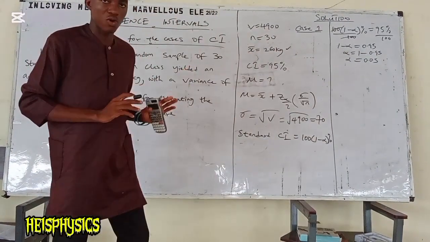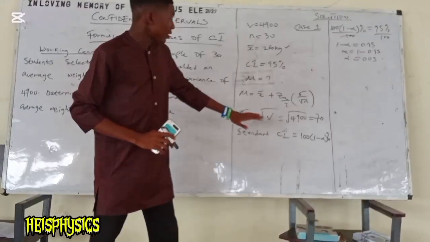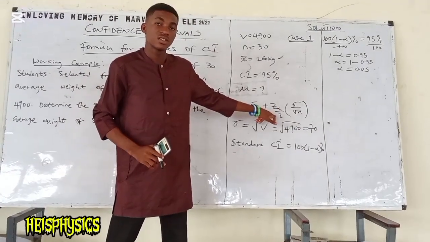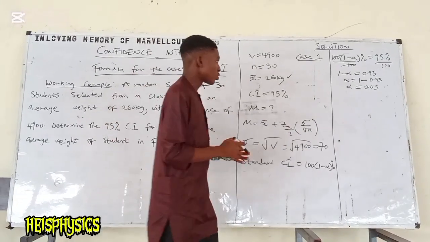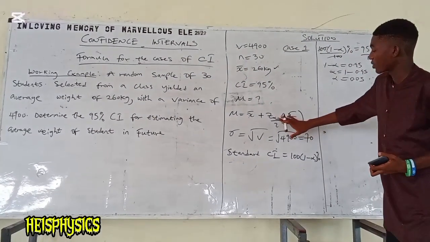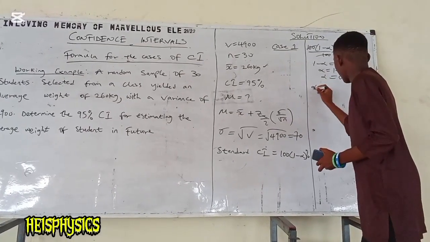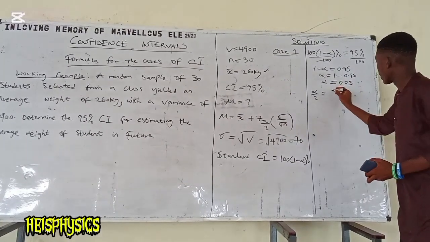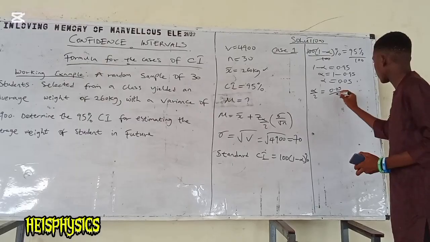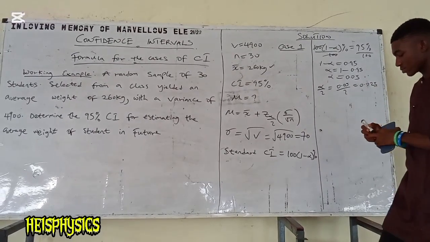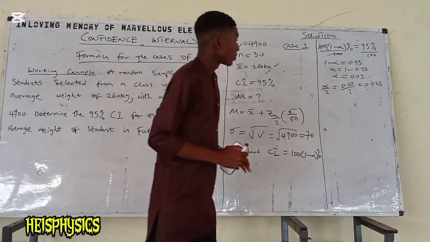But now, the z score uses alpha over 2. So to get our z score, we need to divide this alpha by 2. So alpha over 2 is 0.05 over 2, which is 0.025. This is our alpha over 2.